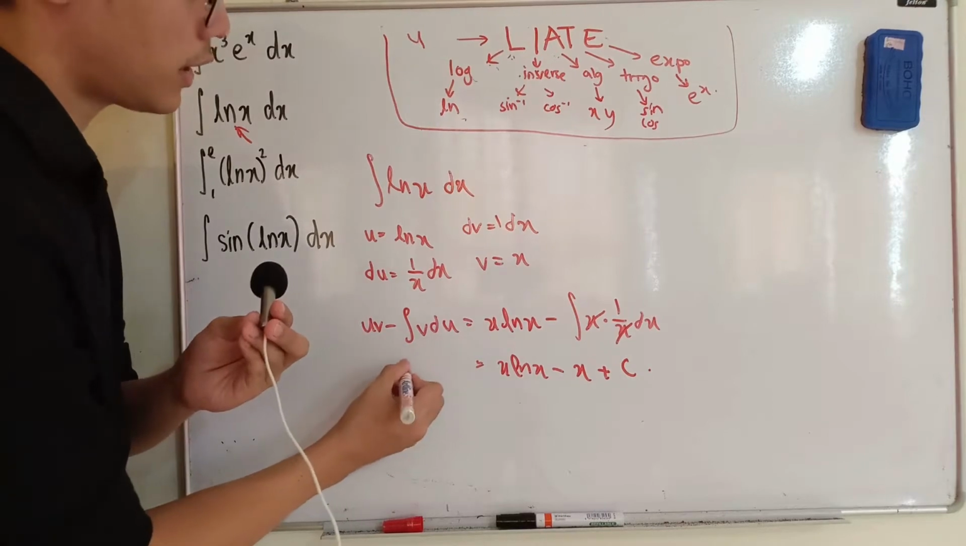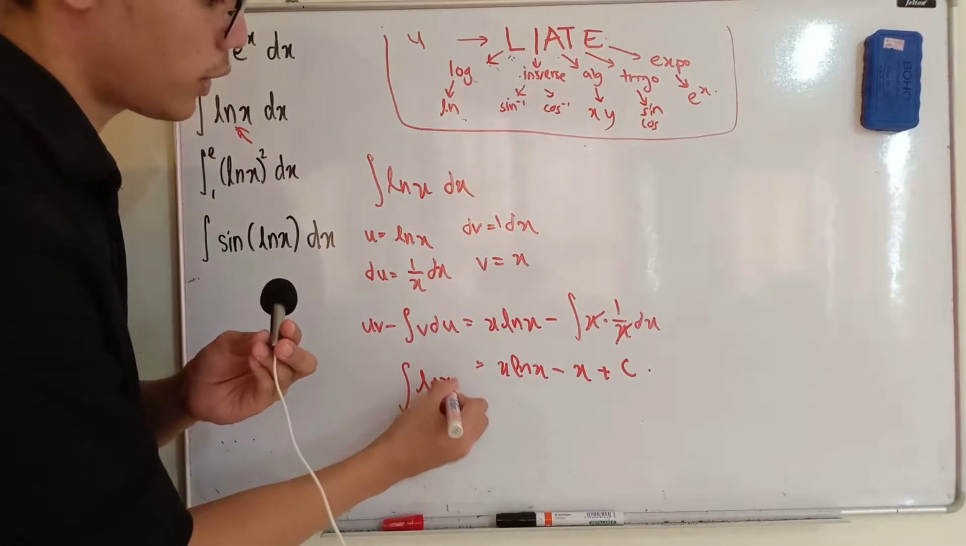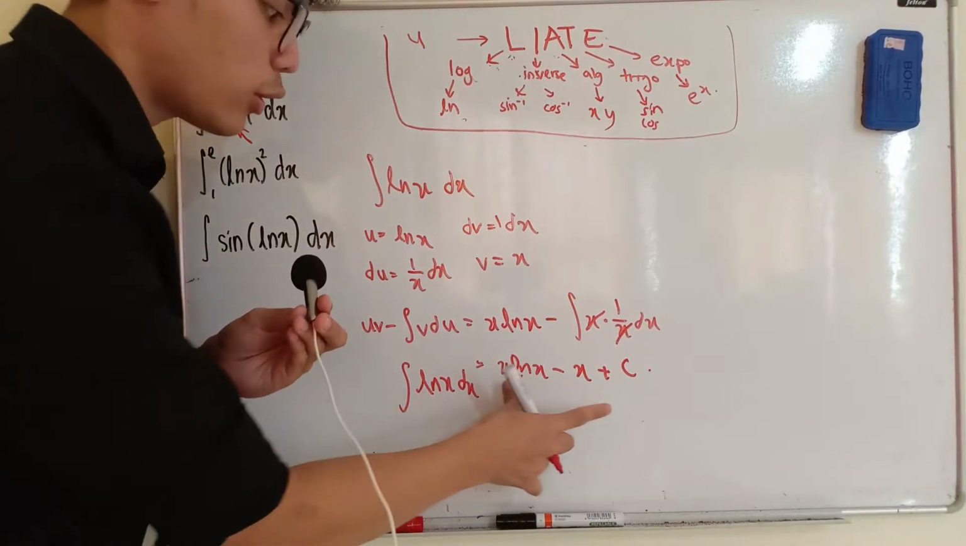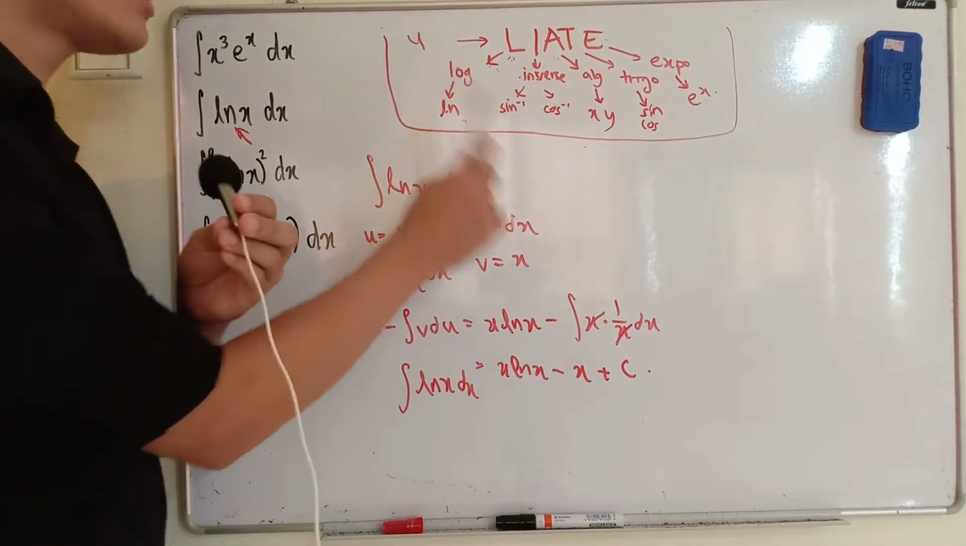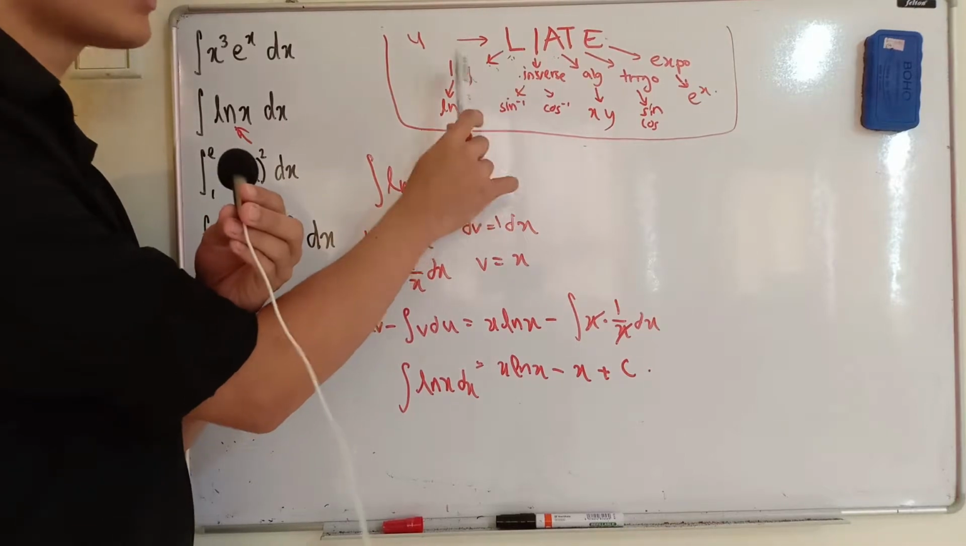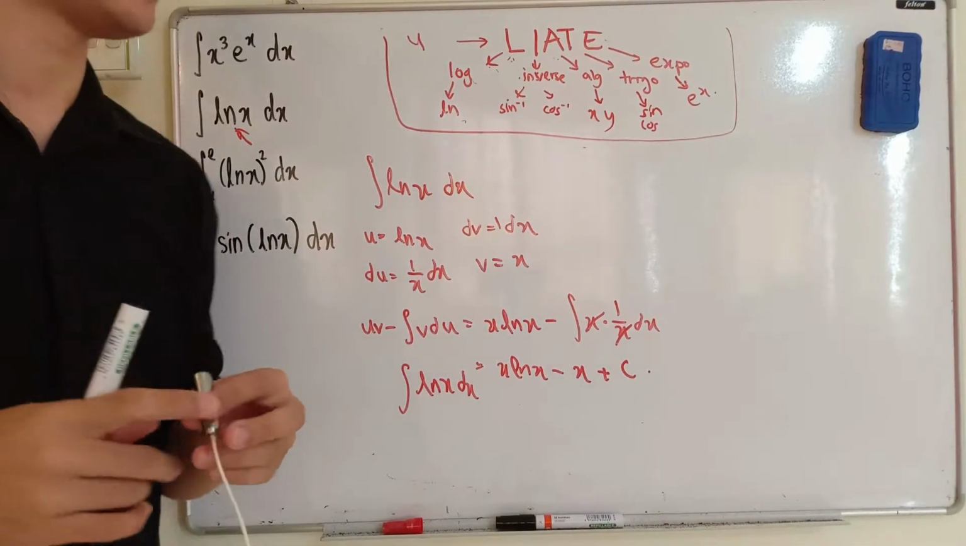Okay, this is the answer, the last answer. So when you integrate ln s ds, you're going to get this one. Okay, it's pretty easy, right? Just follow the priority over here and also the steps over there that I wrote just now.